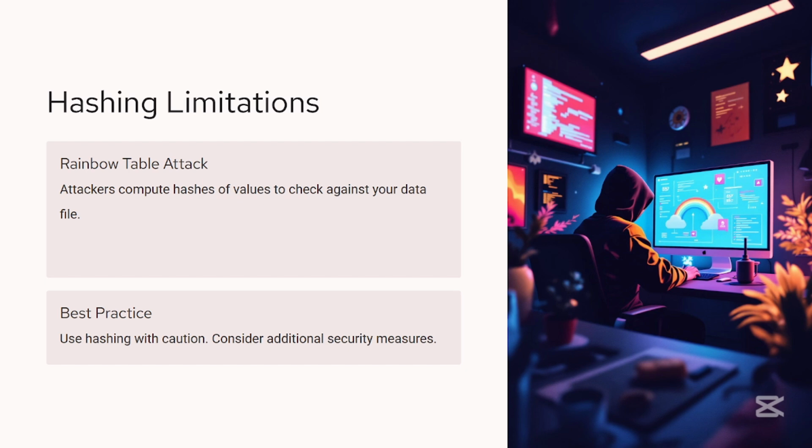For this reason, hashing should be used with caution or in addition to other security measures. Since another person can compute the hash values and compare them to the list, they can get to know what you're hiding. So hashing is not as secure as we would like it to be.